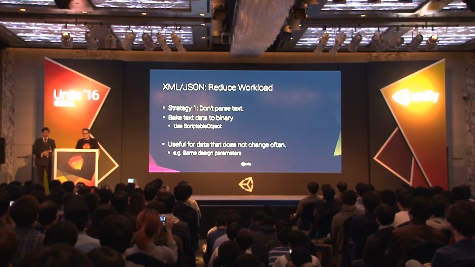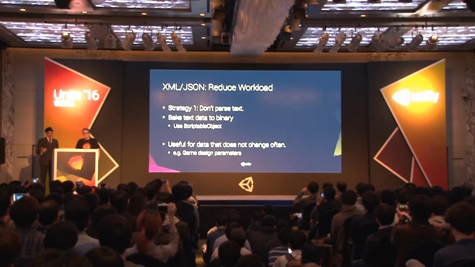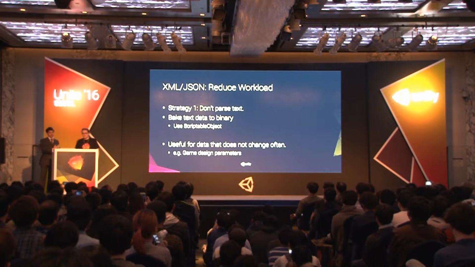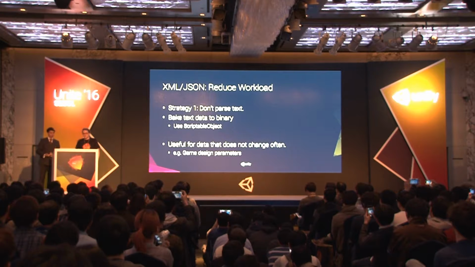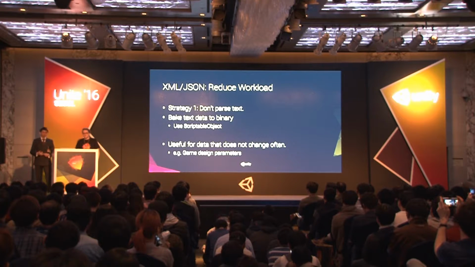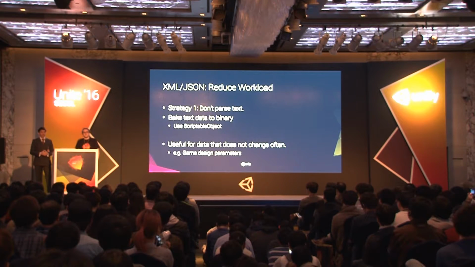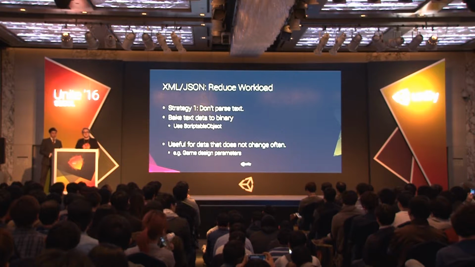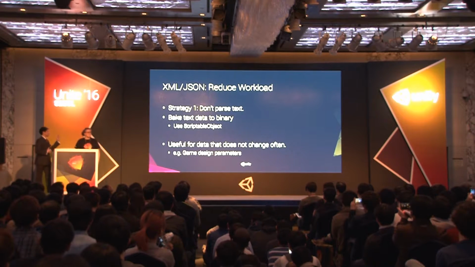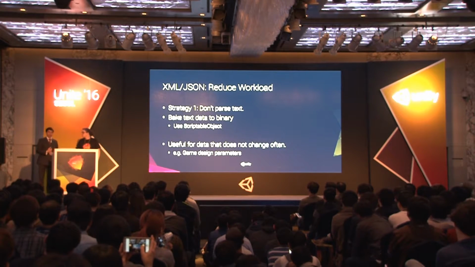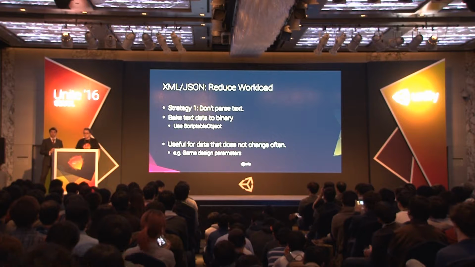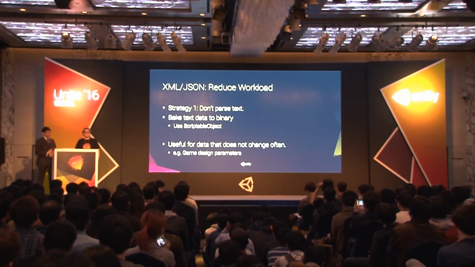For some kinds of data, you can avoid parsing text entirely. If your game loads data that doesn't change very often, you could write a system that bakes that JSON file or that XML file into a format that Unity can serialize natively, like a scriptable object. This is usually useful for things like levels or data that only changes when you build your game. The nice thing about loading binary data is that it completely avoids the problem of parsing text. In fact, when deserializing a scriptable object or a native C# serializable type, Unity will just copy the bytes off of disk directly into memory. It's the fastest possible thing you can do.